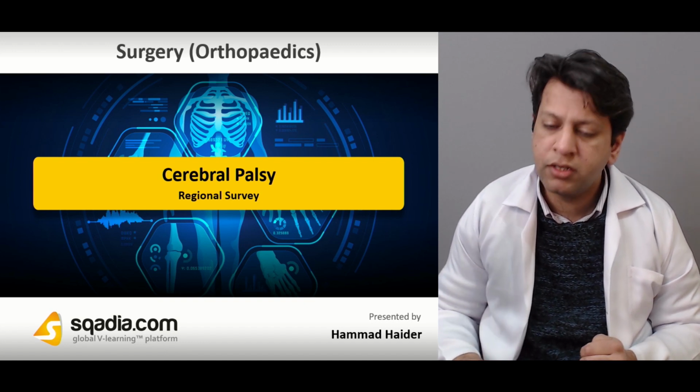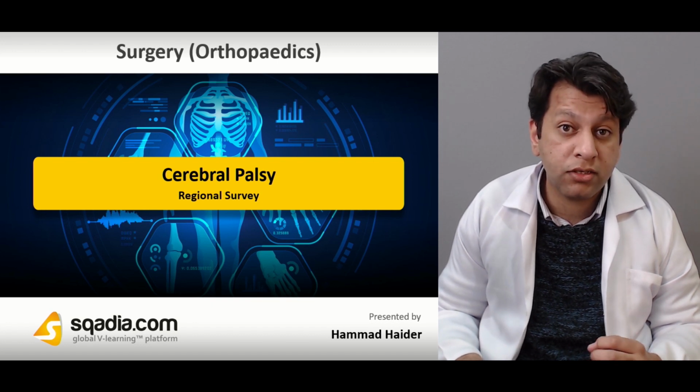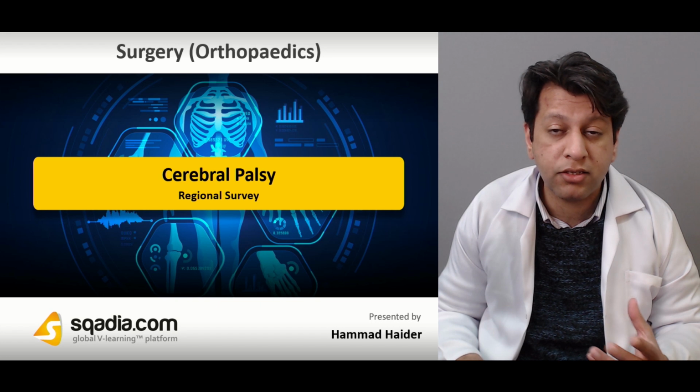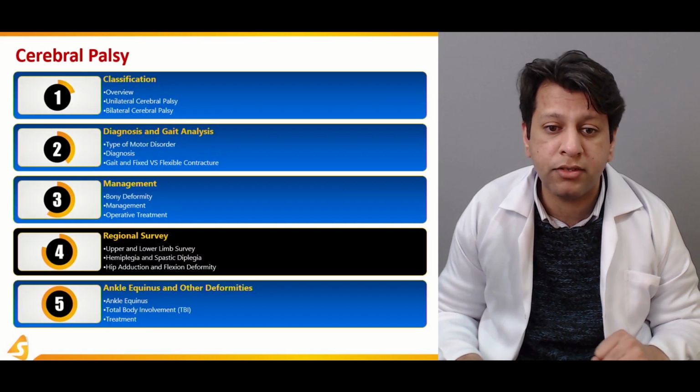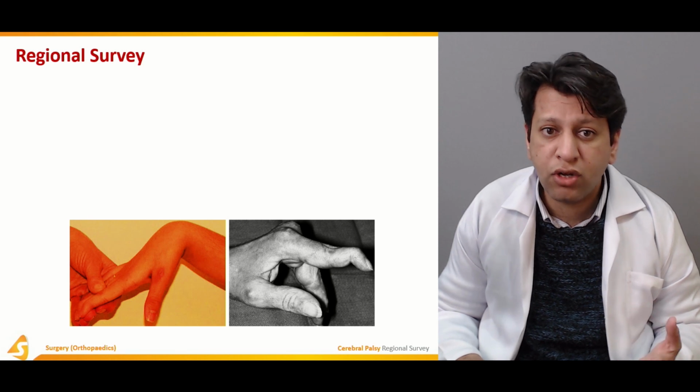So in this section, we will be going through how to do a regional survey of cerebral palsy patients, how to analyze these patients who are suffering from cerebral palsy. So we start from the hand and the finger anomalies.